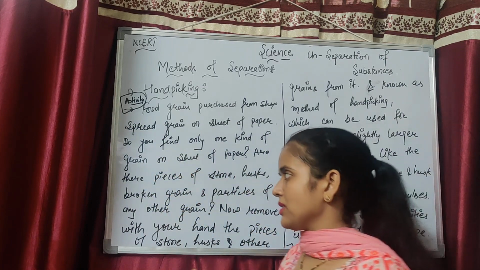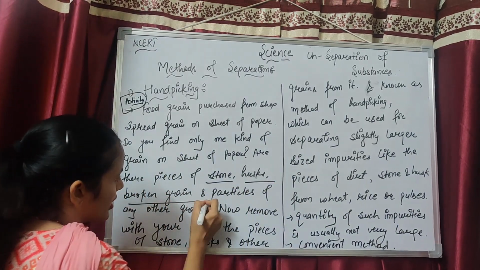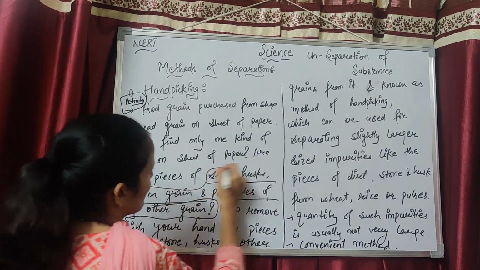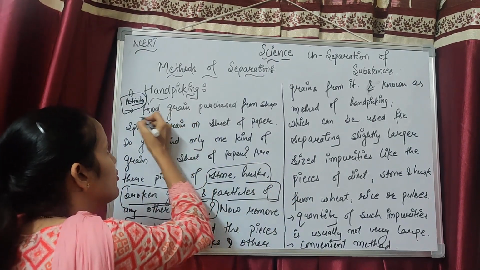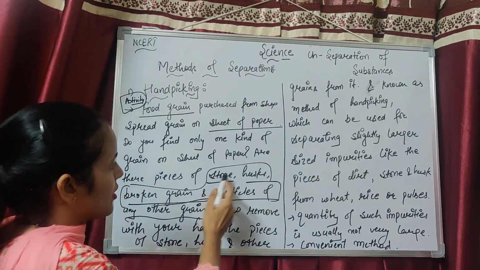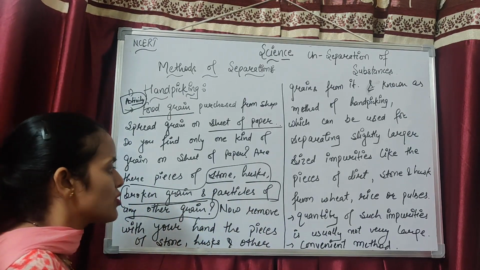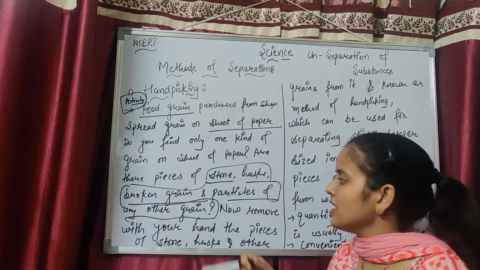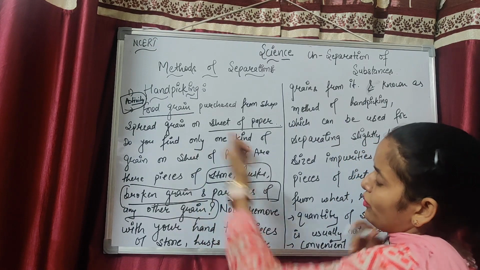There are many pieces which contain stone, husk, broken grain and particles of any other grains. If we spread food grain on a sheet of paper, then we will find stone, husk, broken grains and particles of other grains. So now we have to remove these impurities from the food grains.